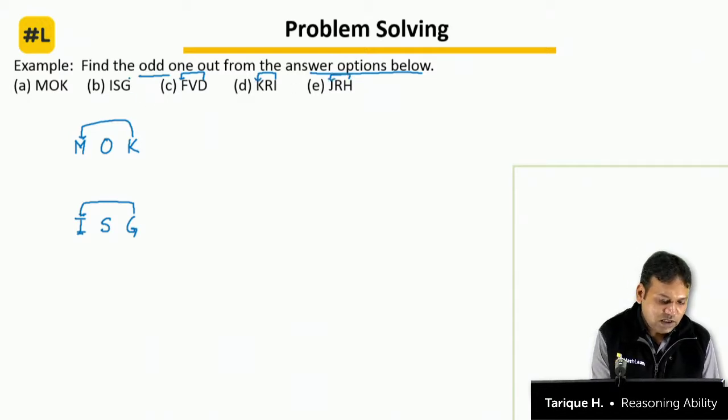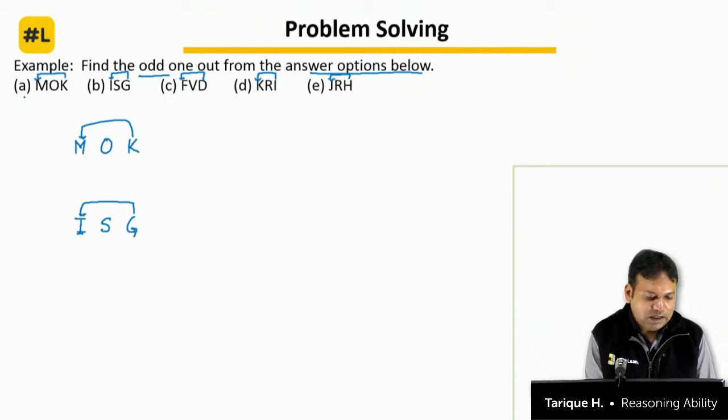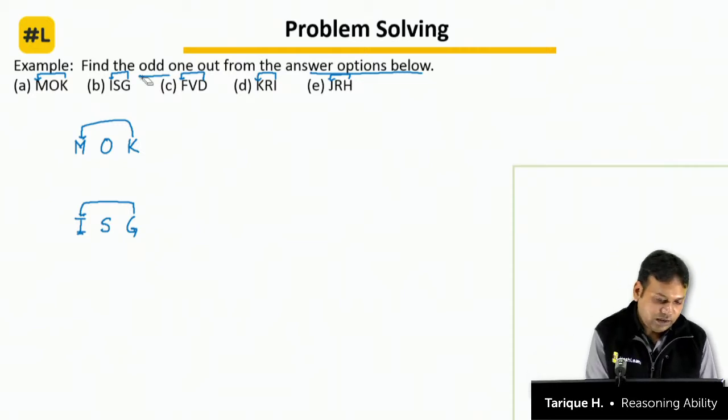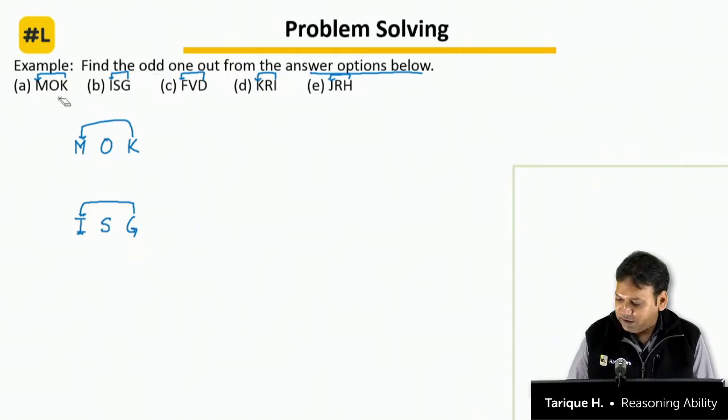So in all of these, G, H, I, K, L, M, we have this plus 2 in every sequence. But then we have to find the odd one out. Now this is the common property. So what we have to think is, how do we get the middle one, right? How do we get the middle letter?